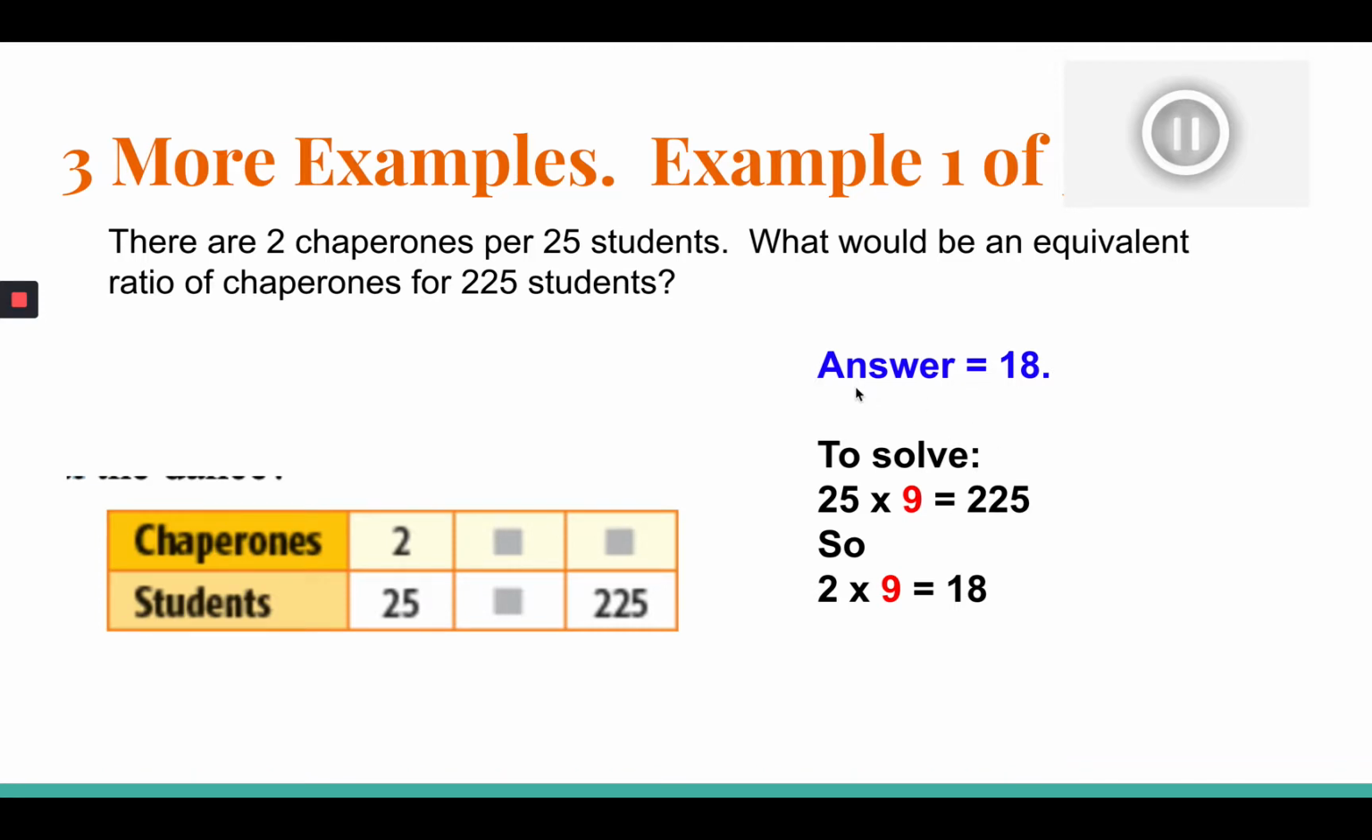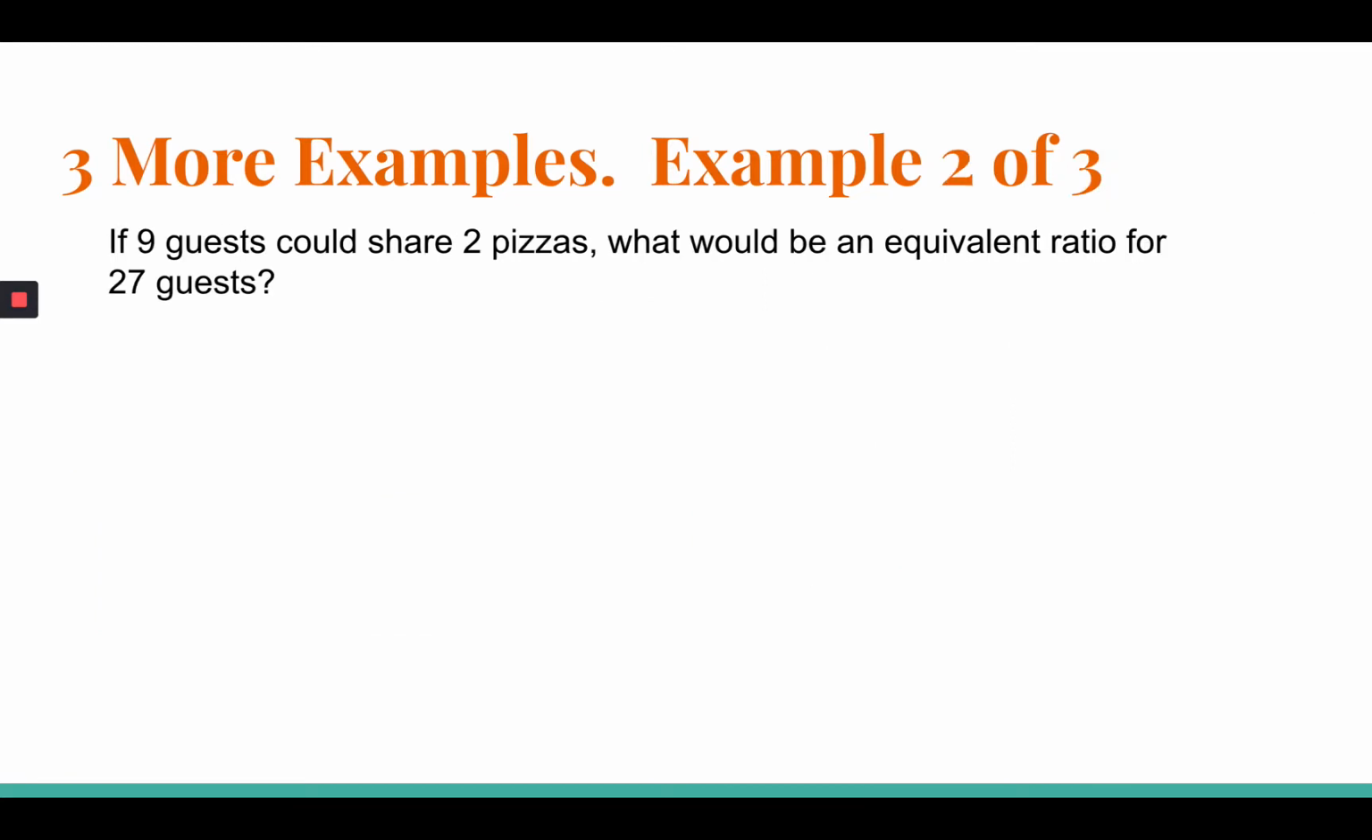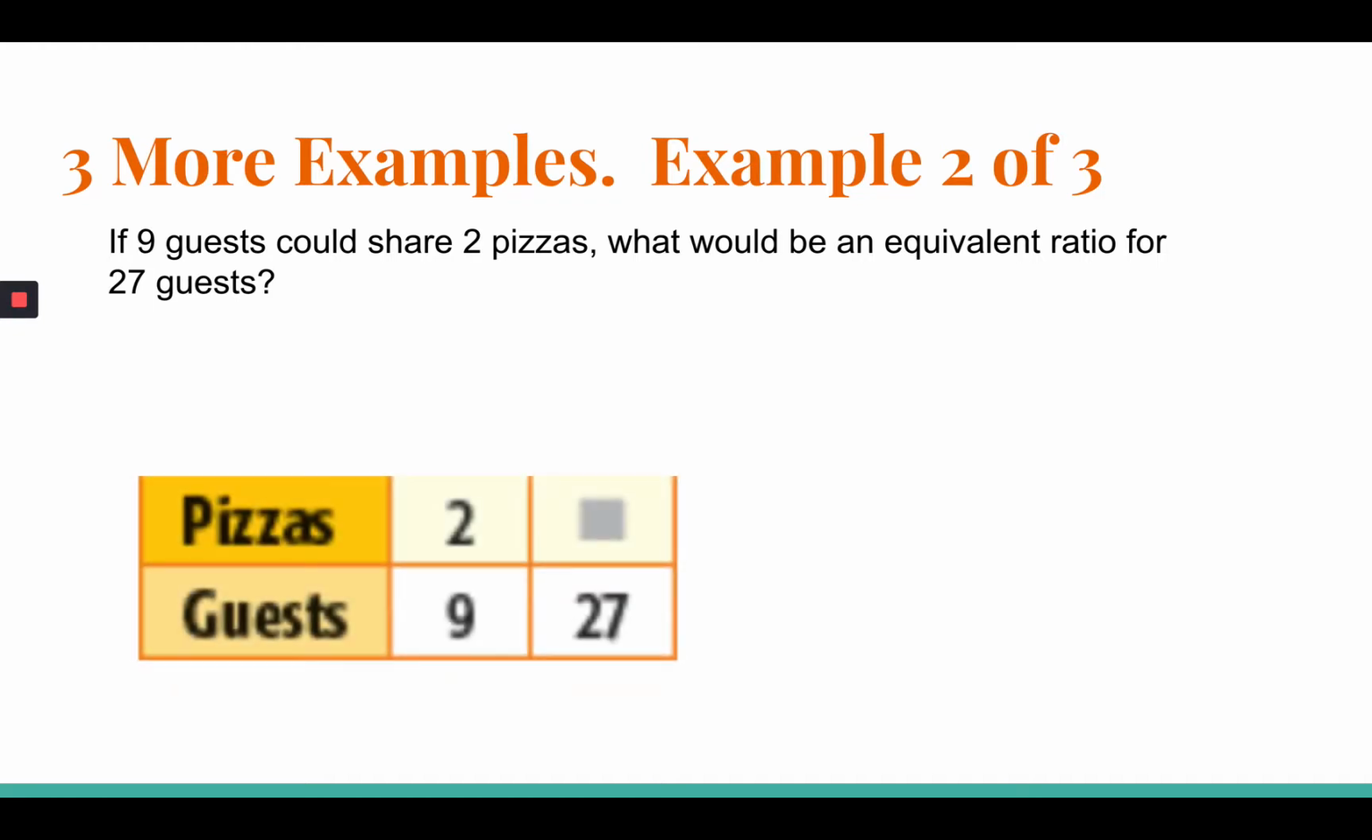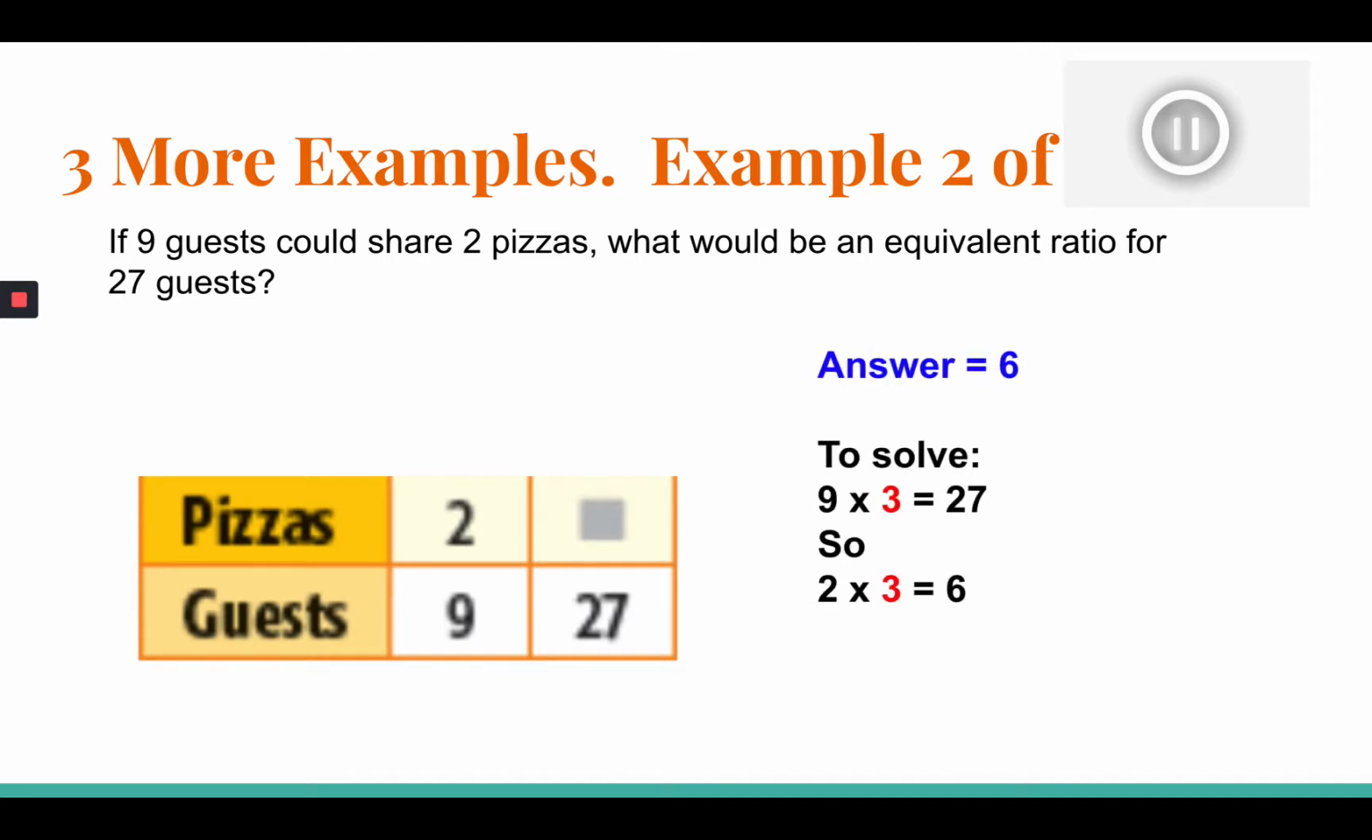All right, let's do the second problem. So this is example 2 of 3. If 9 guests could share 2 pizzas, what would be an equivalent ratio for 27 guests? Again, pause the video if you'd like a minute to solve this on your own.